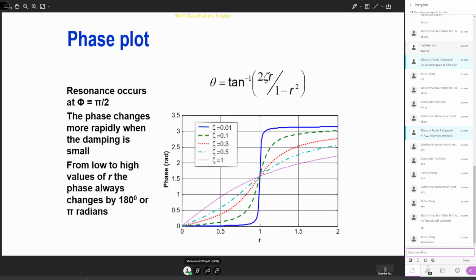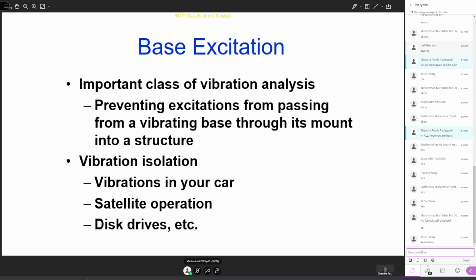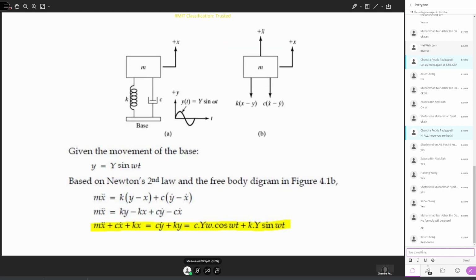All right, so this is the phase plot. Again, you can see there is a phase variation during resonance conditions. The base excitation is part of the forced vibration, because when the base is excited, we can consider the magnitude of the base excitation as part of forced vibration. So this is also included in your class test. This is the equation of motion for the base excitation.